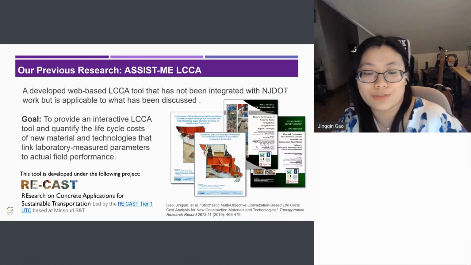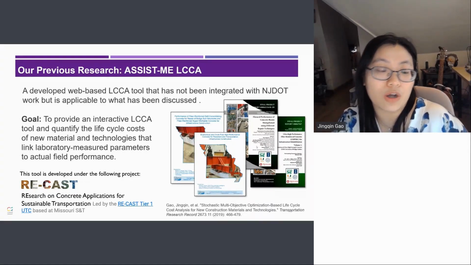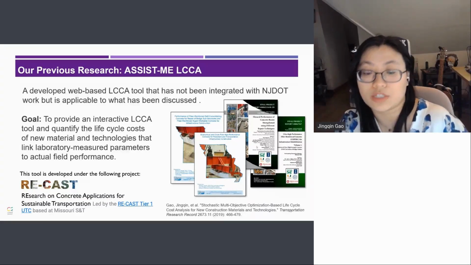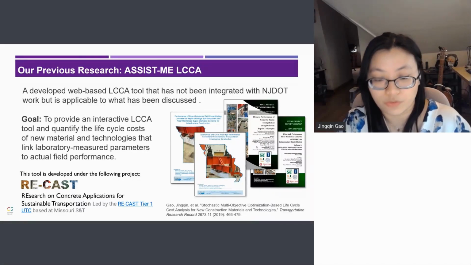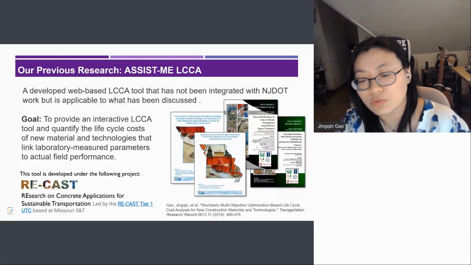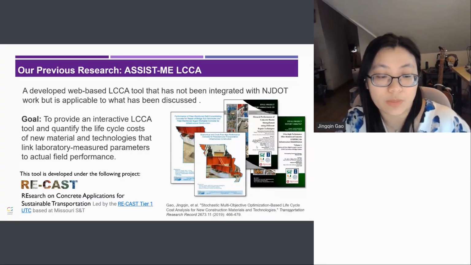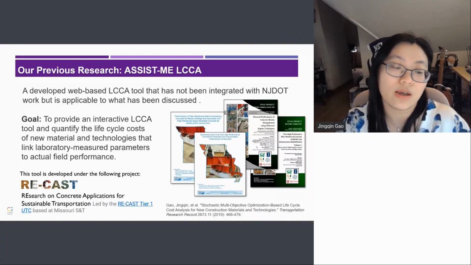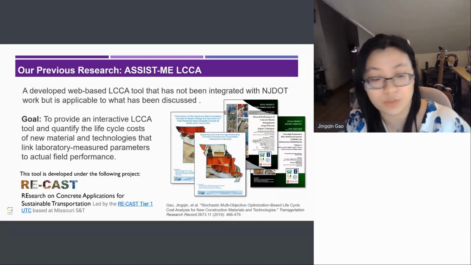And the goal is really to provide an interactive LCCA tool that can quantify the cost of not only the conventional material, but also the new material and technology that can link lab-based parameters to actual field performance. And this tool has been used for multiple projects already of RECAST and has been applied to novel materials like ultra-high performance fiber reinforced concrete, crack-free HPC, fiber reinforcement, self-consolidating concrete for bridge decks and bridge beams.